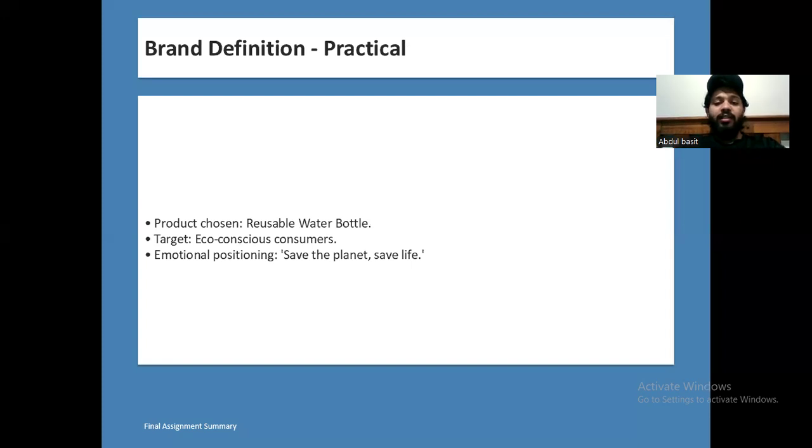The brand definition assignment focused on reusable water bottles. The goal was to position the product not just as a bottle, but as a part of a lifestyle. We targeted eco-conscious consumers, positioning it with emotional messages: save the planet, save the life. This connects a simple product to a larger movement of sustainability and responsibility.